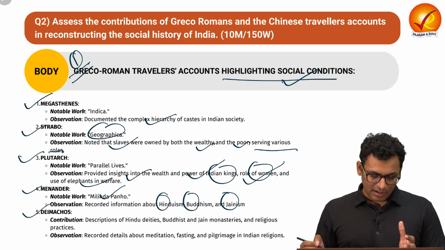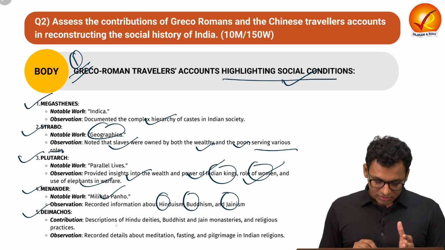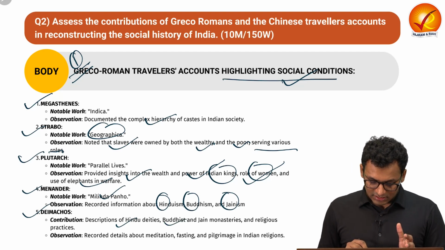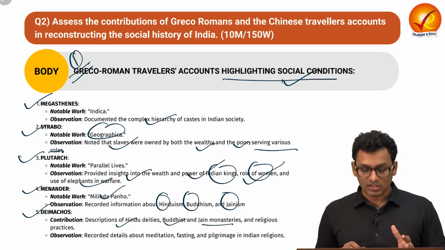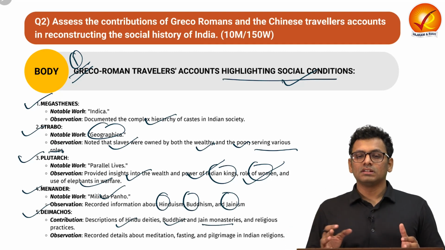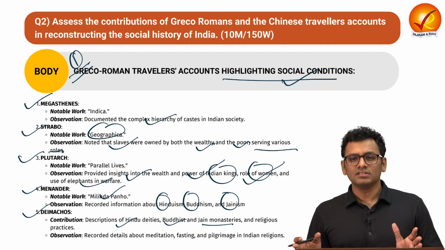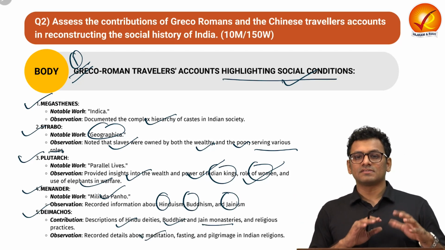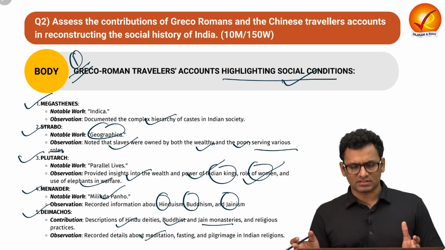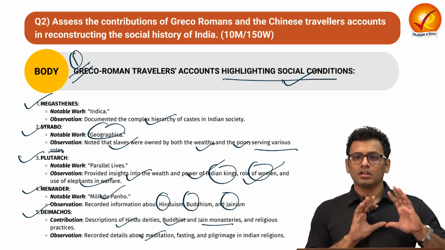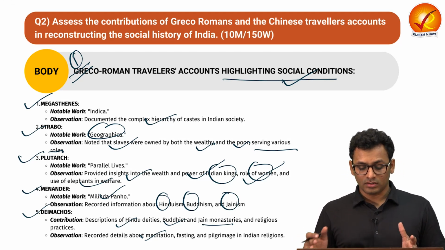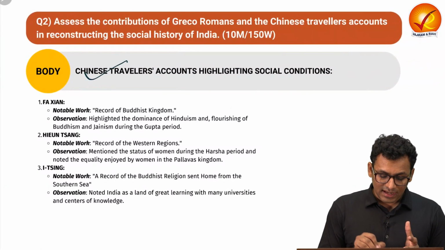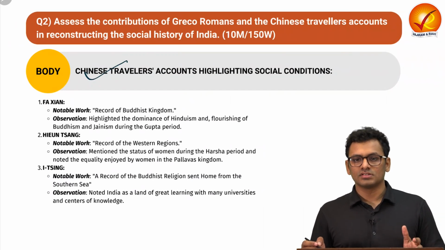The next is Dimachos. Dimachos, in his contribution, was basically about description of Hindu deities, Buddhist and Jain monasteries, and religious practices. So he went further, not just understanding the different religions, but also their practices and how there were different religious ways to perceive life in Indian society. So that was the heading 1 of Greco-Roman travelers' account. Let us see the heading 2 of the body, which is going to be the Chinese travelers' account, highlighting the social conditions of Indian society.